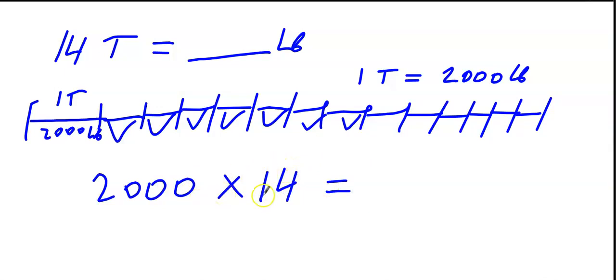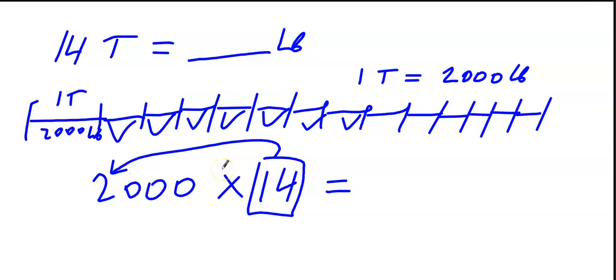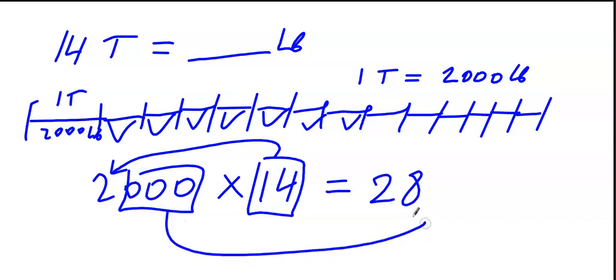An easy way to do this is to take 14 multiplied by the first digit, which is 2. You're going to get 28. But it's 2,000. We're talking about thousands here, so we're going to carry over that meaning of 1,000, which is 3 extra zeros. So the answer is 28,000 pounds.